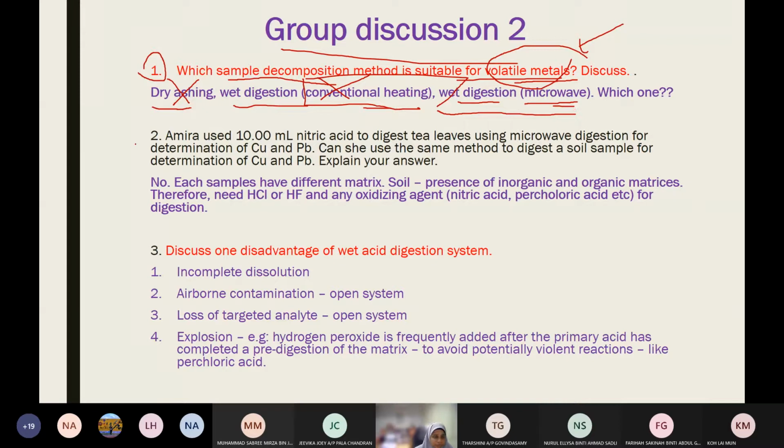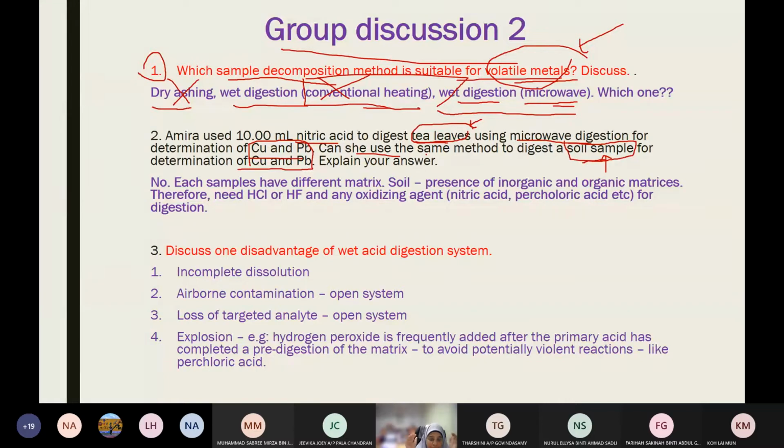The second one: Amira used 10 ml nitric acid to digest tea leaf using microwave, to determine copper and lead. Can she use the same method to digest soil samples for determination of copper and lead? Basically, the targeted analyte is the same, so we don't have any issue. The clue is here: tea leaf and soil samples. Most of you managed to answer that the answer is no, because the matrix is different. Tea leaf contains a lot of organic matrices. Meanwhile, soil has a combination of organic and inorganic matrices.